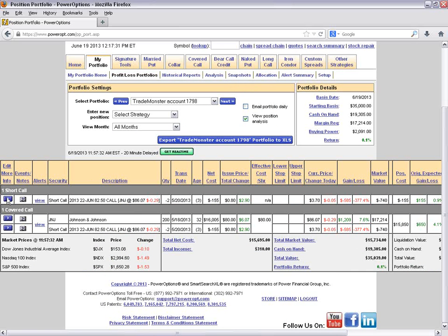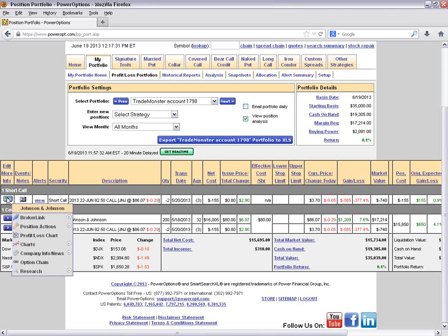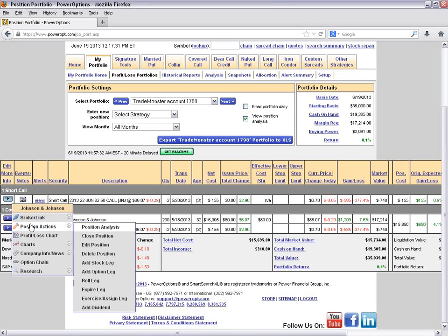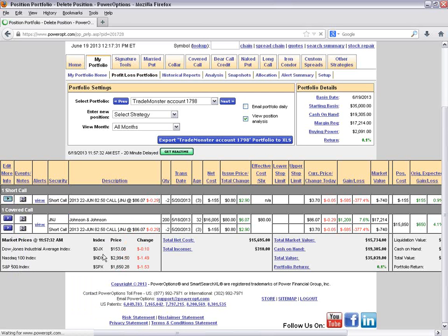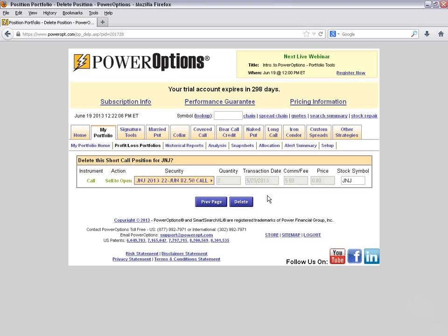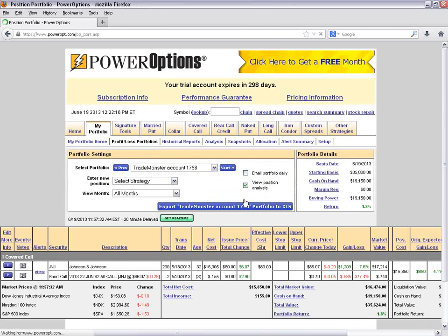So to remove all record of a position, use the Edit More Info button again. We want to go to Position Actions. I just want to delete the position. I don't want to close it because then that might track a loss in my portfolio. I want to delete the entire record. That just takes us to an entry page to verify that we want to delete that short call position. So we'll click on Delete now.